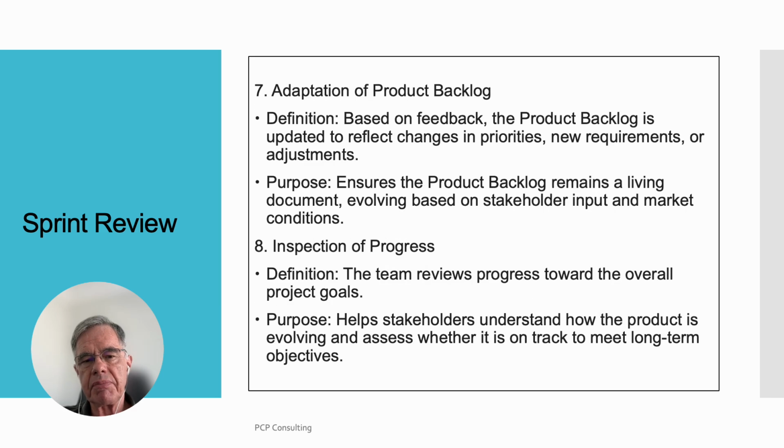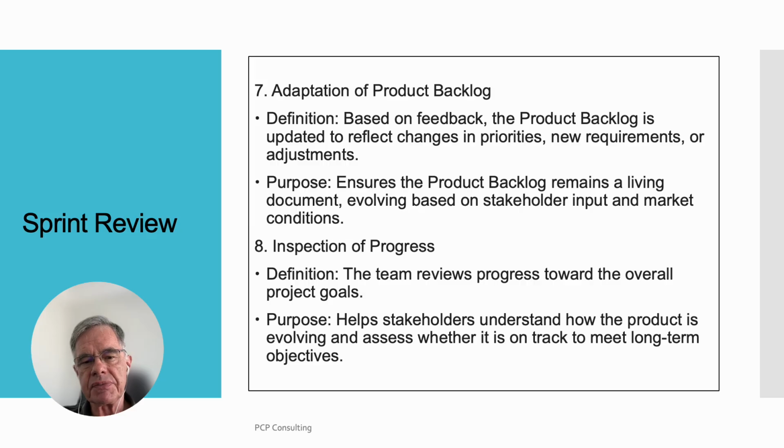Adaptation of product backlog. Definition: based on feedback, the product backlog is updated to reflect changes in priorities, new requirements, or adjustments. Purpose: ensures the product backlog remains a living document, evolving based on stakeholder input and market conditions.